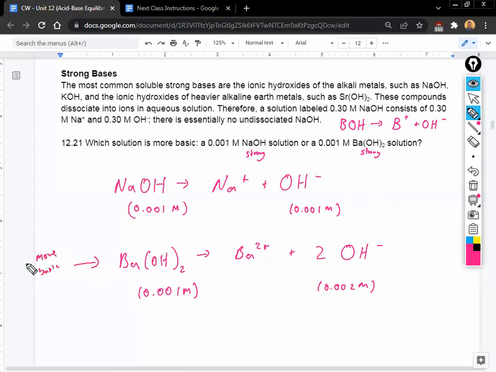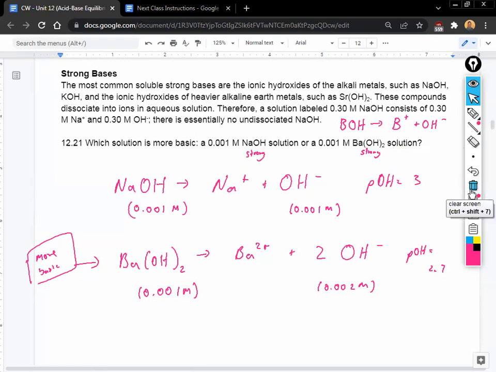And if you want to do the calculations, you can, because the pH or pOH of the first solution is going to be 3. And then the, oh, I don't even need, why am I doing the math for this? And then the pOH for this guy right here is going to be 2.7. Okay, so this one is going to be more basic. All right, makes sense? It just releases more hydroxides, which is automatically going to make it more basic.